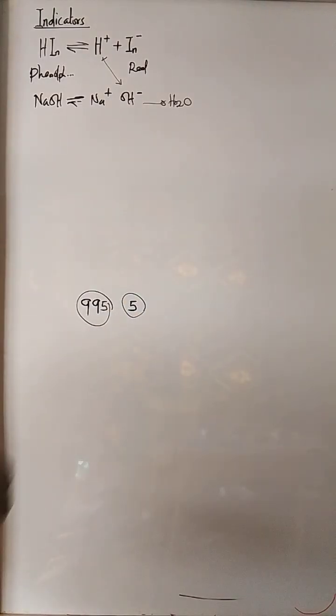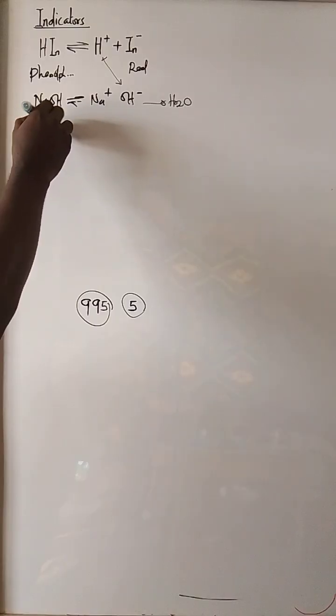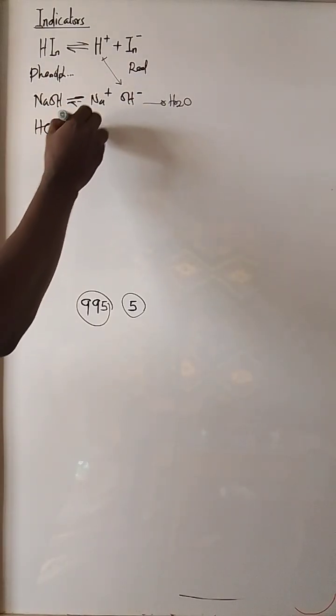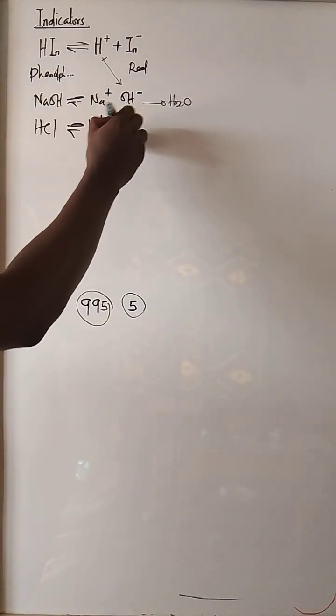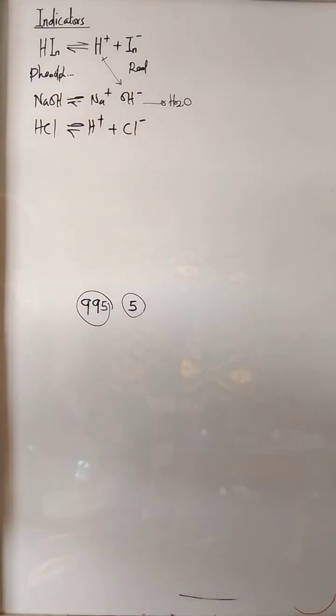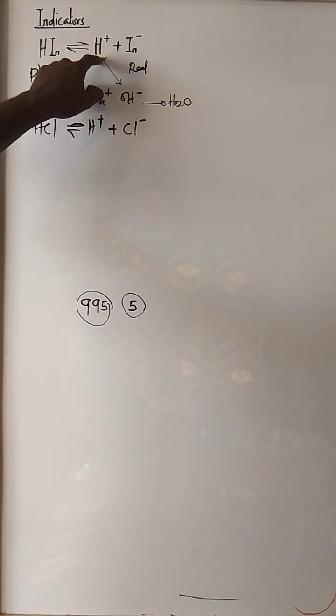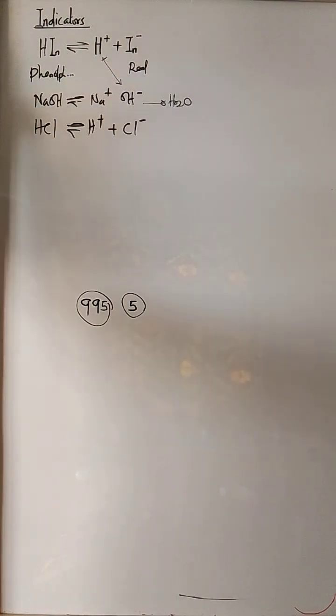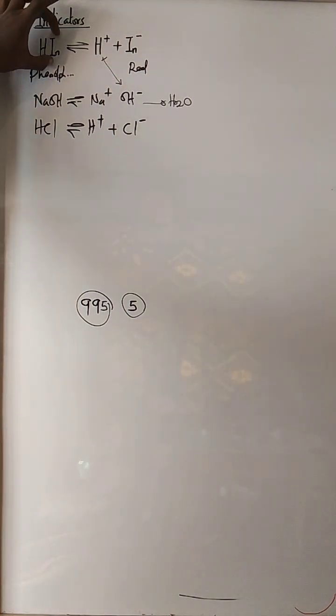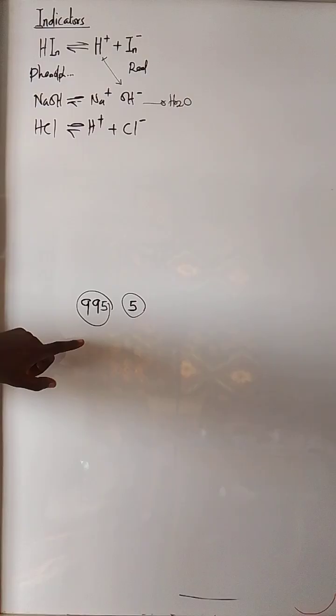Sorry, if you are to add acid to it, acid doesn't have OH. For example, if you add HCl to this phenolphthalein, HCl has H+ and Cl-. What happens is we are adding more H+. As you add more H+ here, what happens? The position will shift towards the left. So you are going to produce more of what? Phenolphthalein molecule, which is colorless.